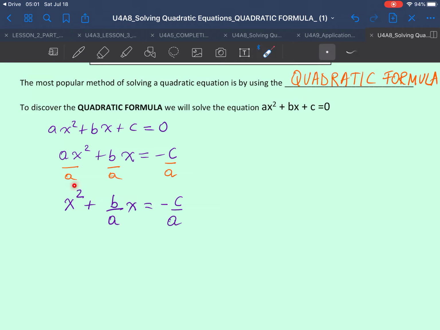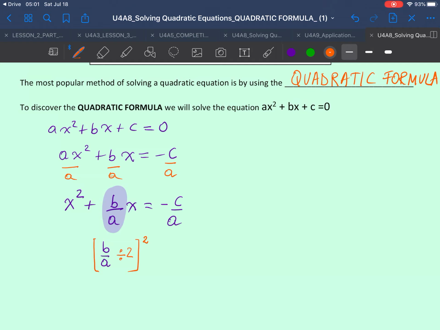To complete the square, we are going to look at the terms we have in the left side of the equation, and we'll treat these two terms as the first two terms of a perfect square trinomial. Remember how we completed the square. When we have the first two terms, we work with the coefficient of x, which is b over a. We always divide by 2 and then square it. And that will be the third term.